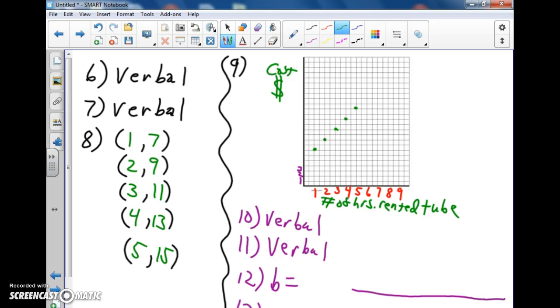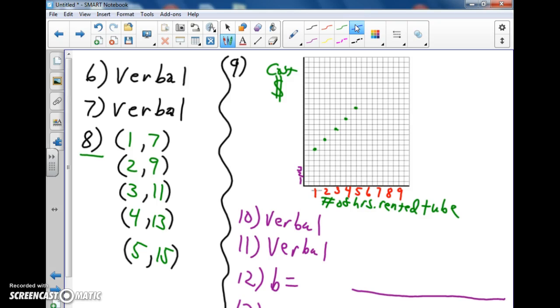Okay, so then what you do is you label your axes: the number of hours the tube is rented for the x-axis, and the cost of renting the tube, in dollars, for the y-axis. And then you put the points that you have on the table onto the graph. All right, and now can we put those together? Can we string those together, draw a line? And the answer is yes, you can. So then what you can do is string these together.